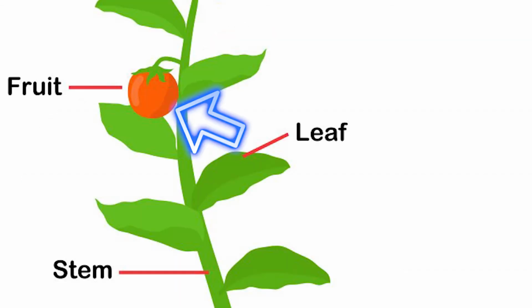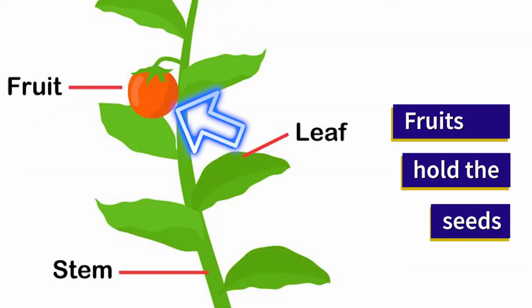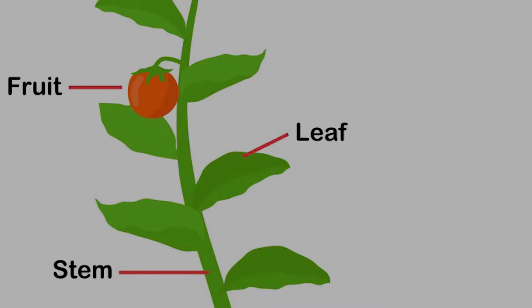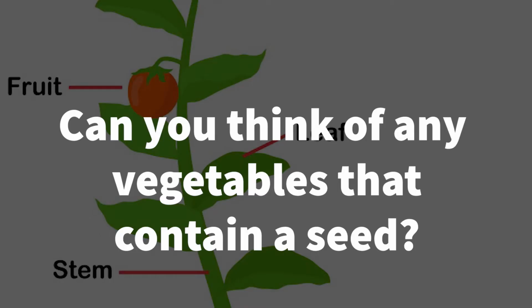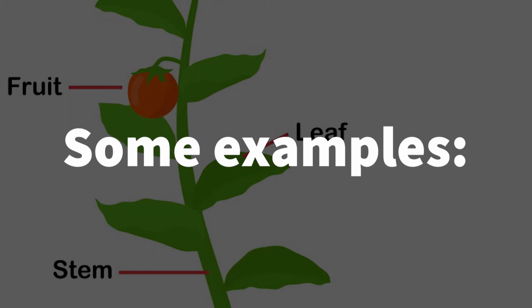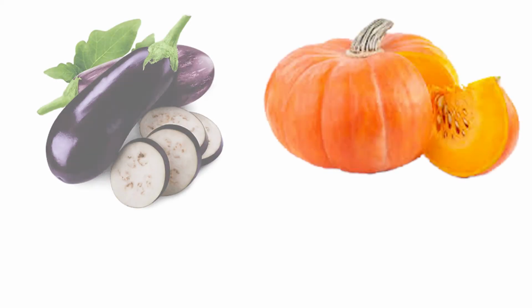Next is fruits. Fruits hold the seed. As a quick reminder, fruits are the sweet and fleshy part of the plant. They're still technically considered a vegetable, but don't worry too much about that. Can you think of fruits or vegetables that contain a seed? Hint: think of slicing inside of a vegetable or fruit and which might have a seed inside. Great! So some examples are pumpkins, eggplants, apples, and tomatoes.